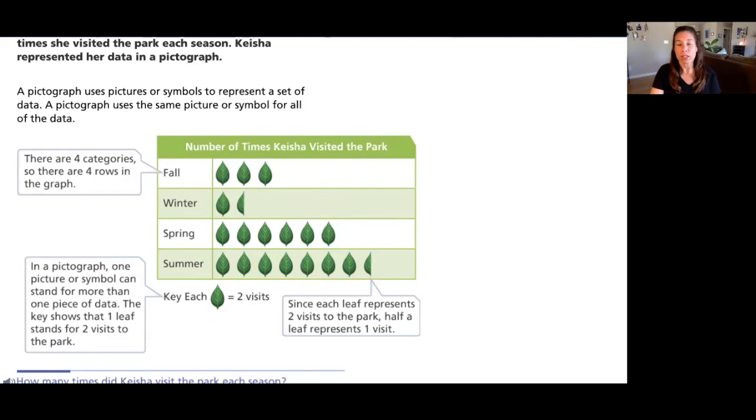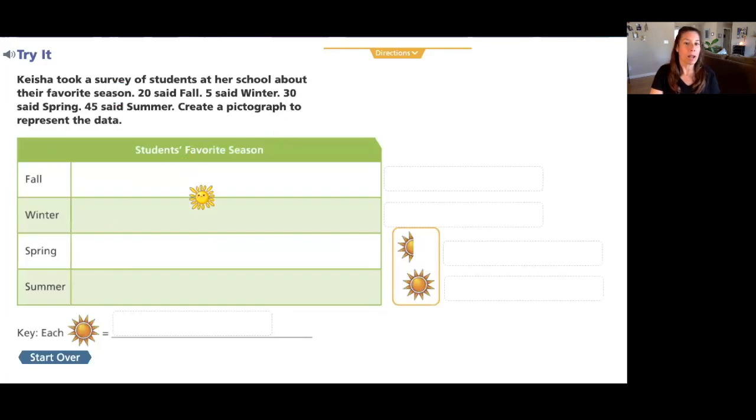All right, so let's look at my blank pictograph here. Now I have gotten already the 4 categories, fall, winter, spring, summer, and here is the explanation of my pictograph. Keisha took a survey of students at her school about their favorite season. 20 said fall, 5 said winter, 30 said spring, and 45 said summer. Create a pictograph to represent the data.